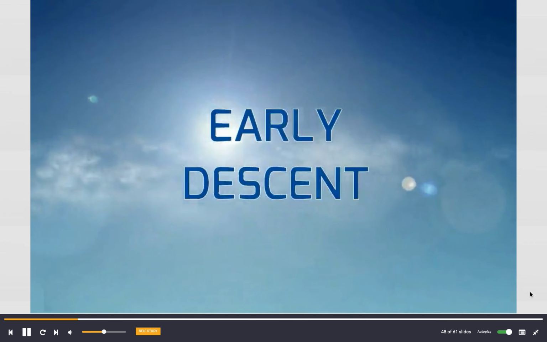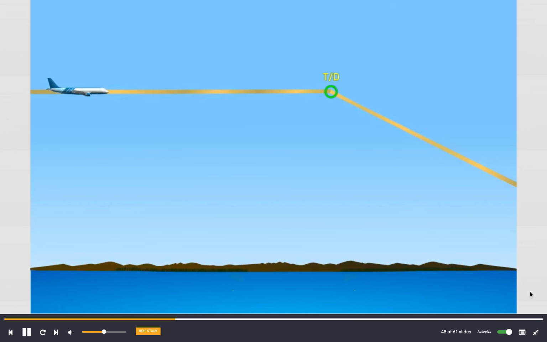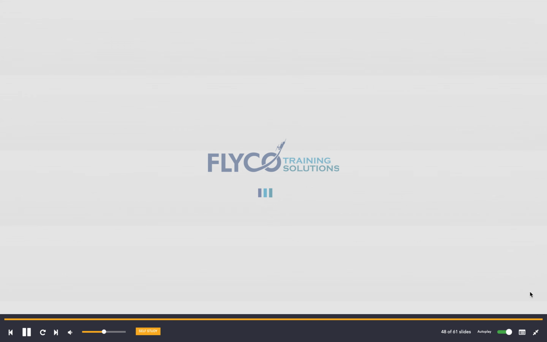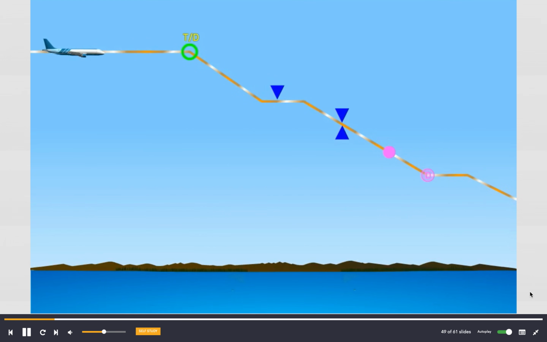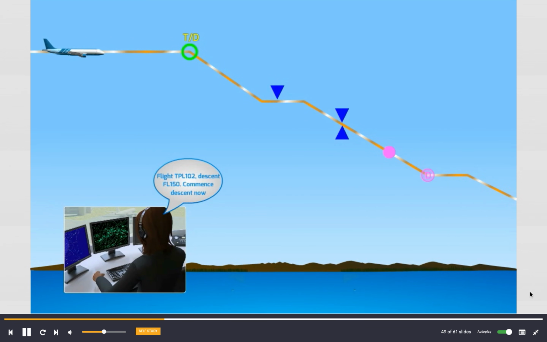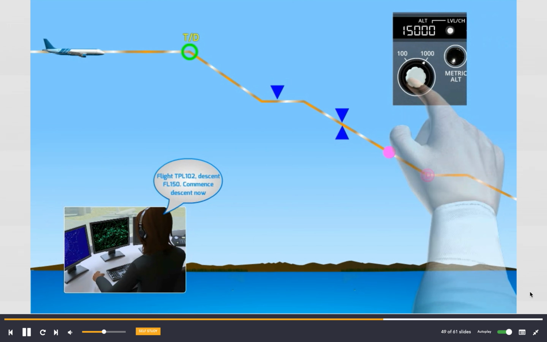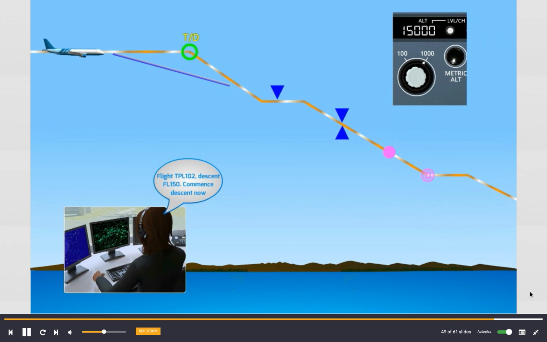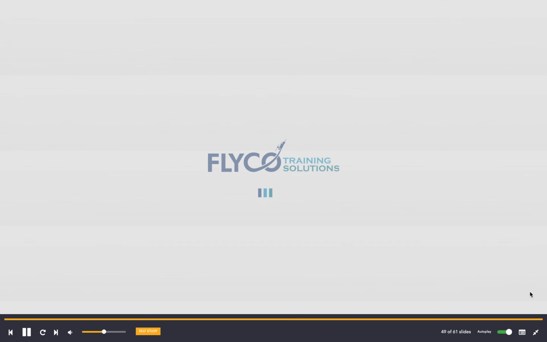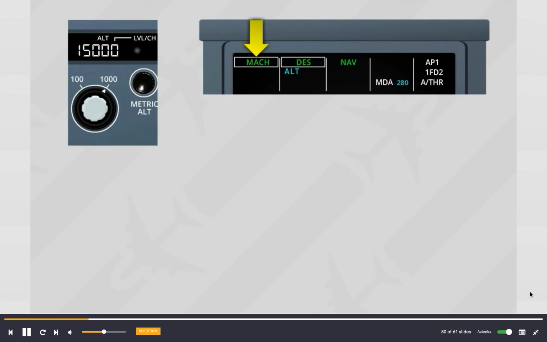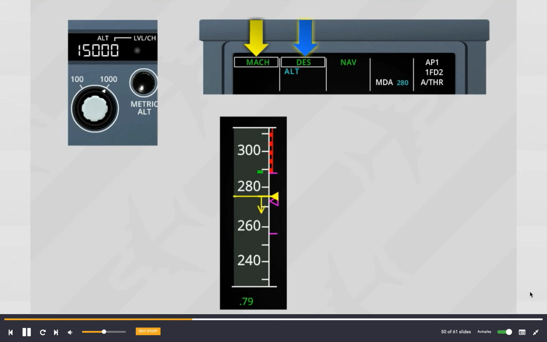Early descent. An early descent is a descent started before the top of descent point. You can initiate an early descent when the aircraft is within 200 nautical miles of the top of descent. In this example, the ATC asks you to initiate an early descent to flight level 150. Set the clearance altitude and then push the altitude selector on the FCU. The FMA announces Mach in the first column and descent in the second column.